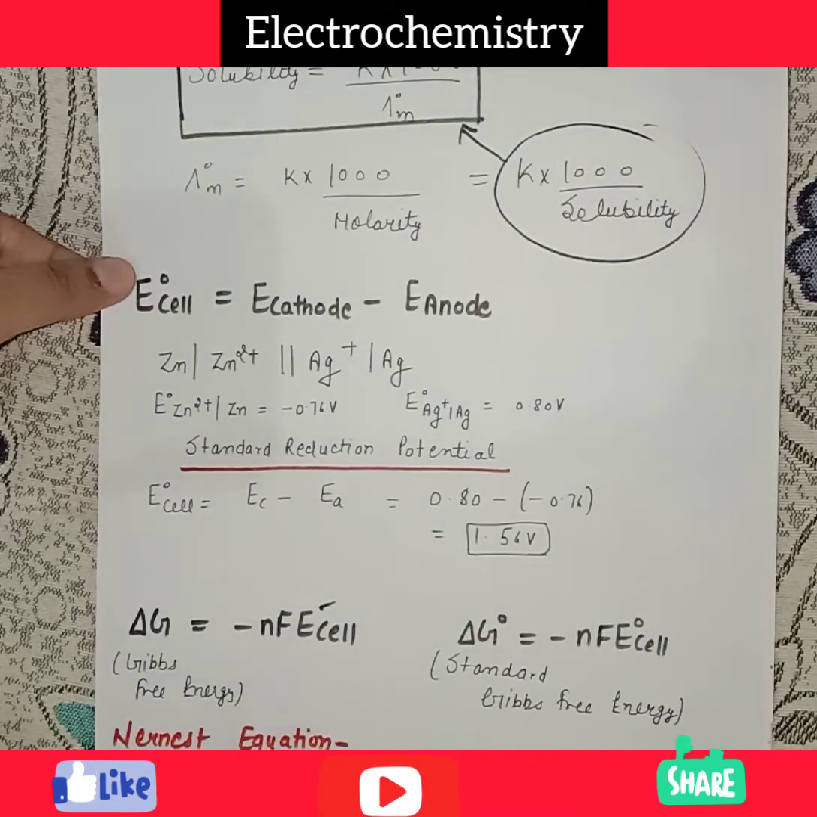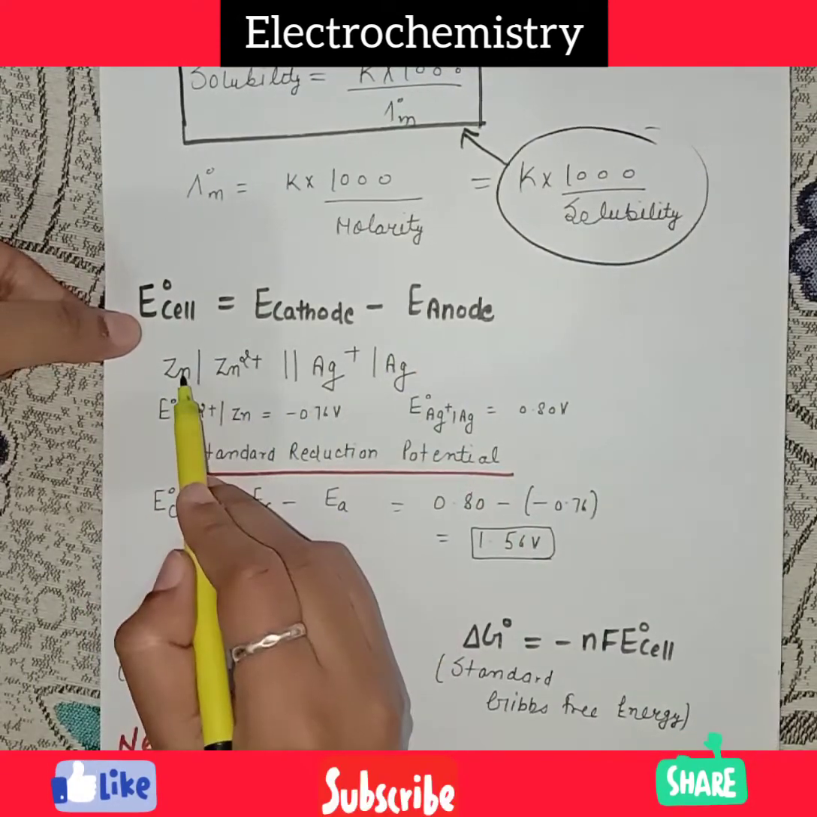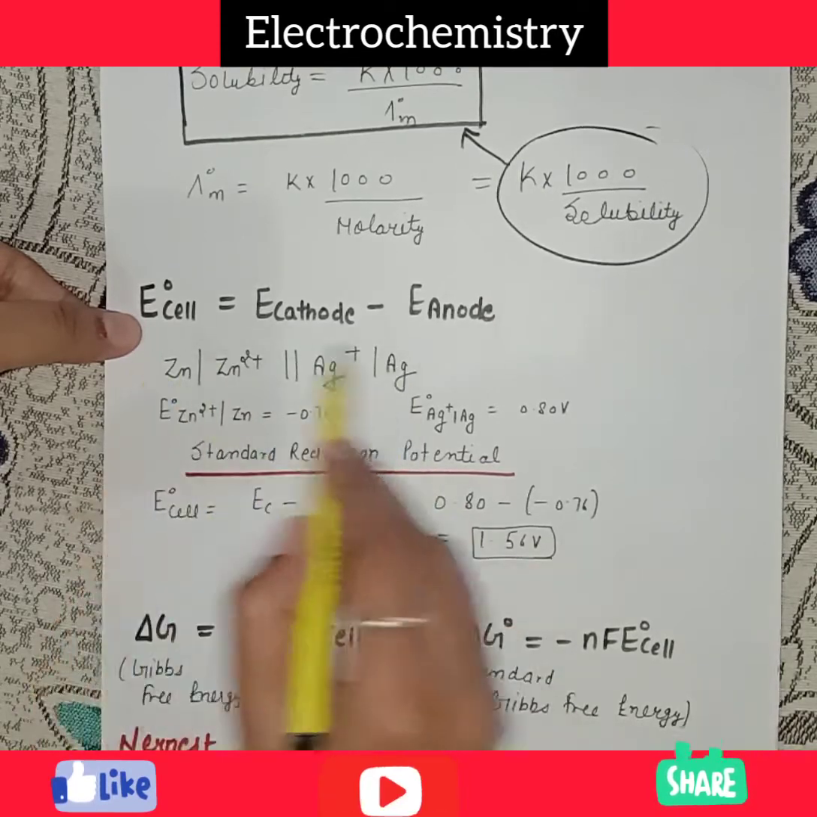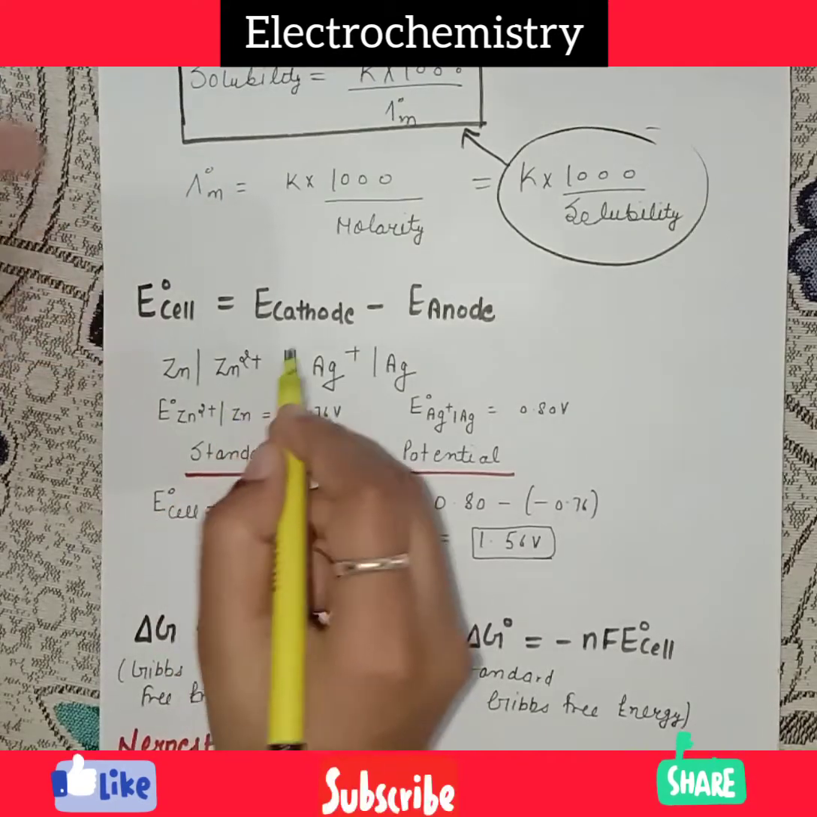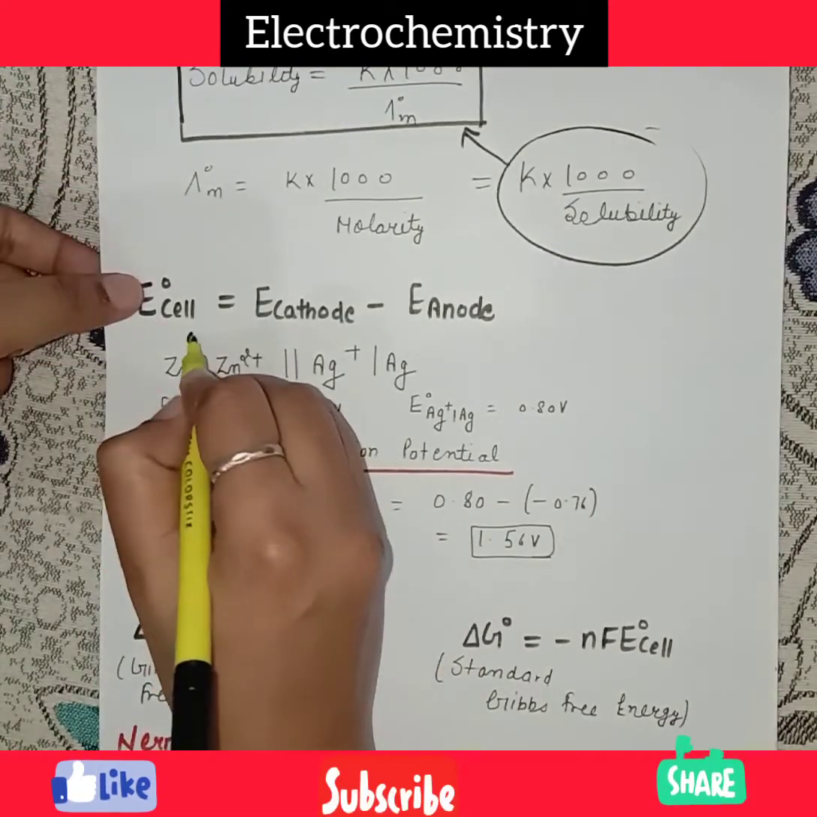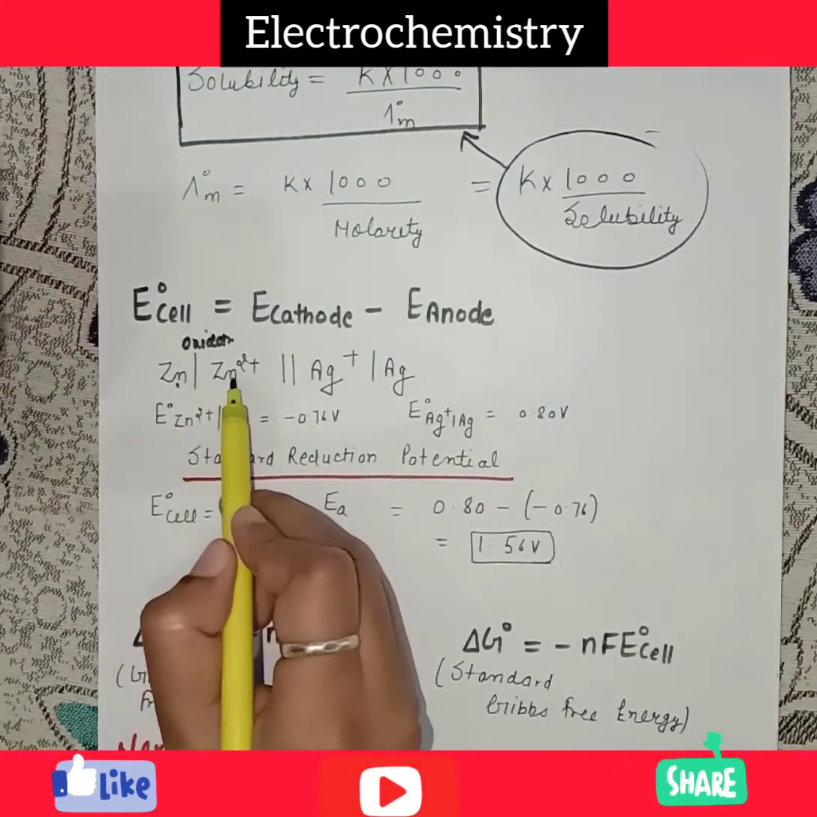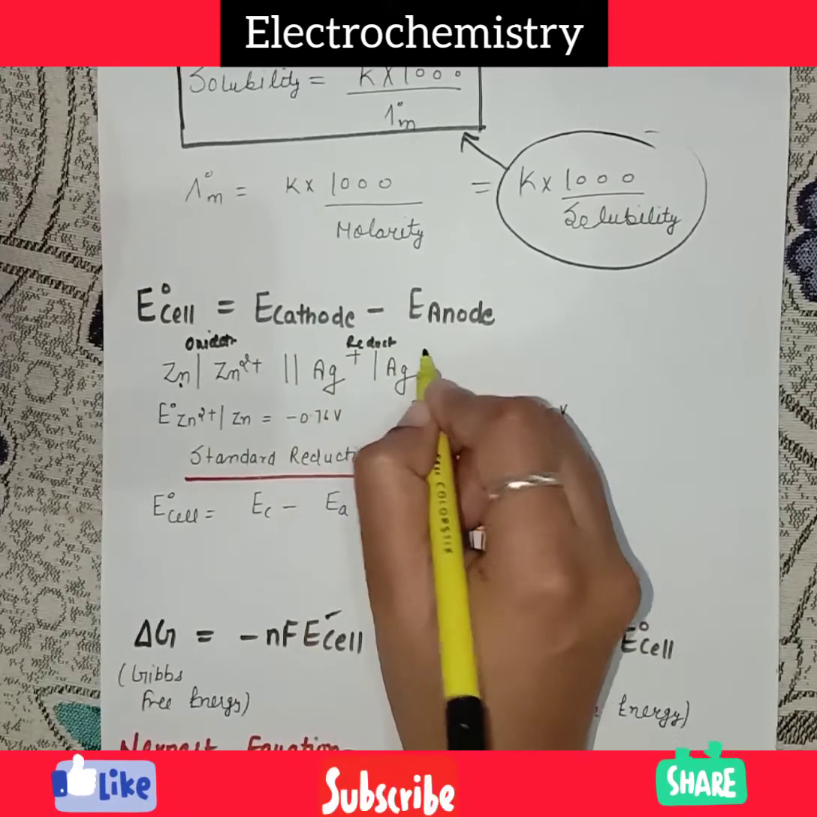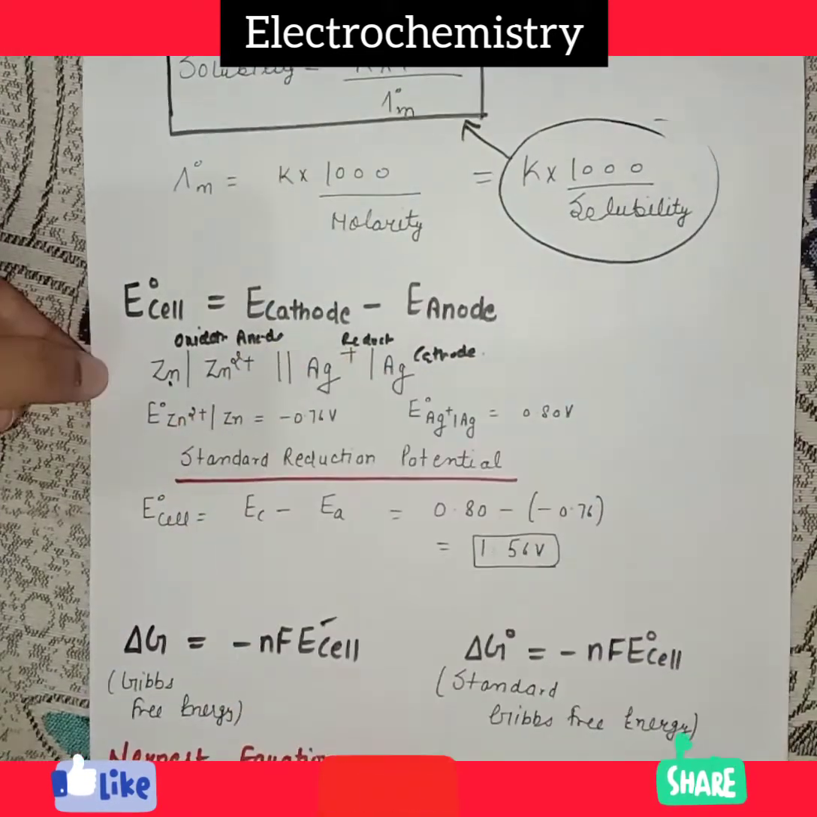So guys, one important thing I want to tell you: if you have any cell in this way, Zn | Zn²⁺ || Ag⁺ | Ag, this is the representation of a cell. So this is oxidation because Zn goes to a higher oxidation state, and this is reduction. Reduction occurs at the cathode and oxidation at the anode.